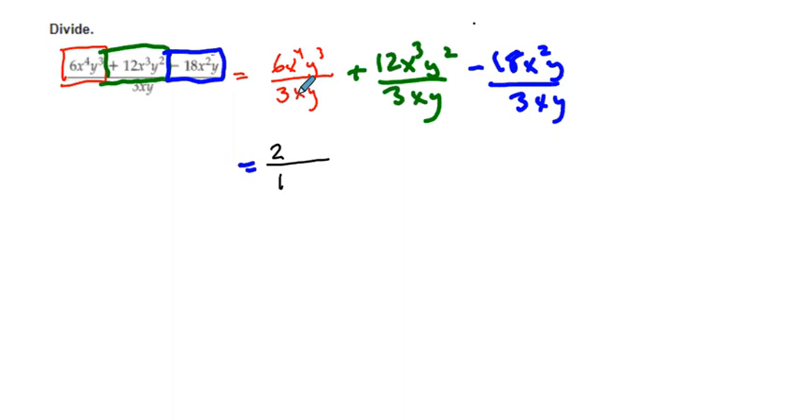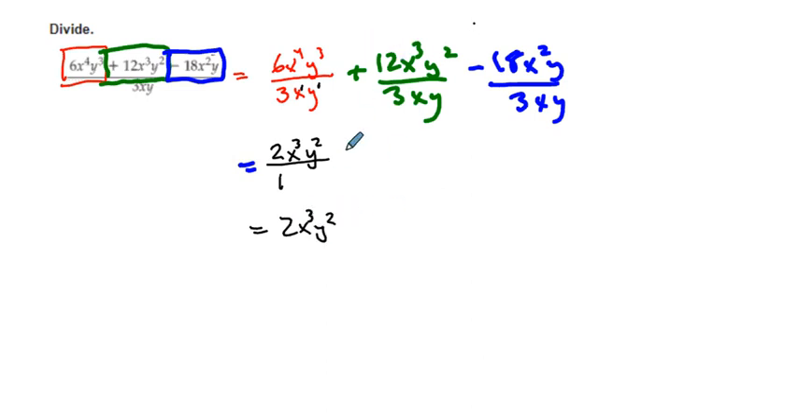X to the 4th over x: well, 4 minus 1 is 3, so we're going to have x to the 3rd on top. And then we have y to the 3rd over y. Well, 3 minus 1 is 2, so you have y squared up on top because it's a positive exponent. On this one, I don't need anything below here. So I'm going to have 2x to the 3rd y squared for my finished answer.